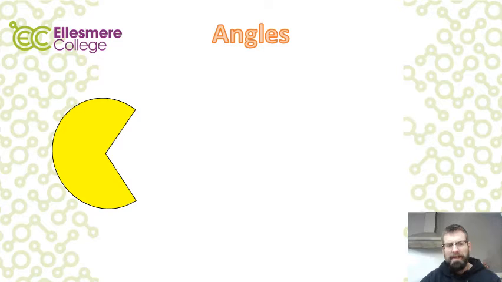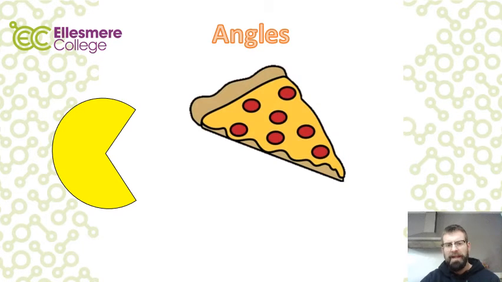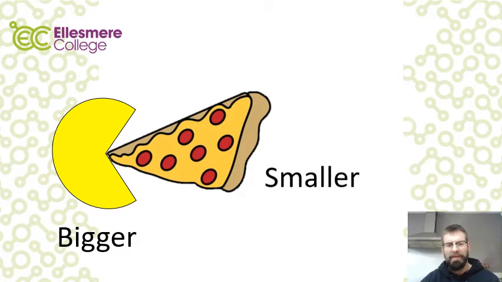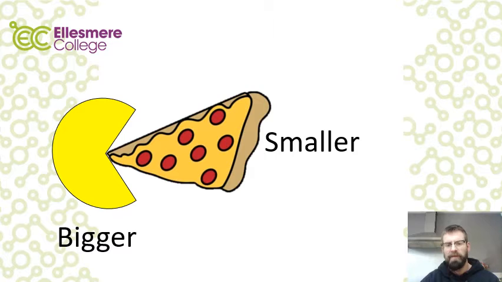So for example here we've got a Pac-Man, and you can see his mouth open very wide, and we've got some pizza, and you can see the angle of the pizza is smaller than the angle of Pac-Man's mouth, and we can turn that around and have a look. You'll see that it's smaller because it will fit inside Pac-Man's mouth. So Pac-Man is bigger and the angle of the pizza is smaller.